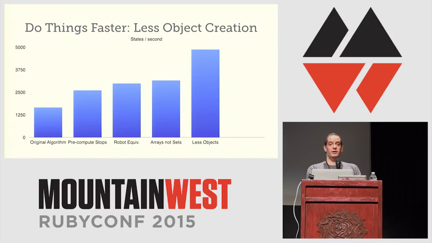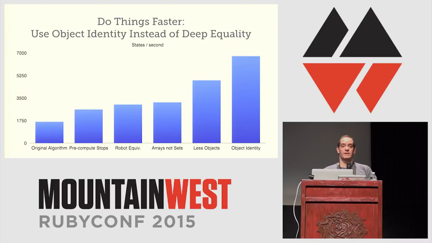And finally, I found some places where I could compare objects by identity rather than a deep equality. And that was another speed up. Now, this solver is actually pretty good, but it's not good enough yet. There's still some places where it's slow. But at some point, I had to stop working on the solver and actually put together some slides for this talk so that I actually had something to talk about. So this is still a work in progress, but it's pretty good.